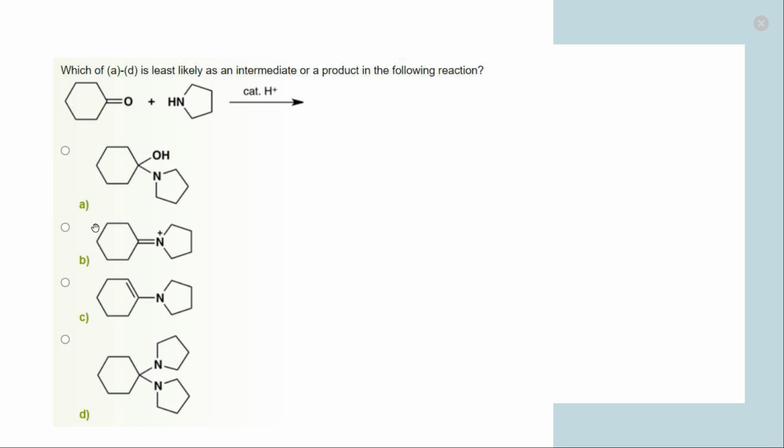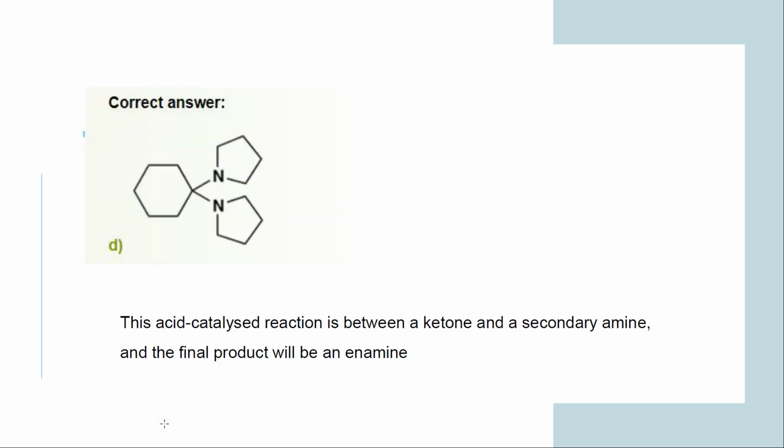But isomerization of this option B can also give you the product C. And also while moving to the formation of option B, you first get option A as an intermediate product. So if you have to choose the least likely product in this reaction, you have to choose option D. I hope this is clear to you all.